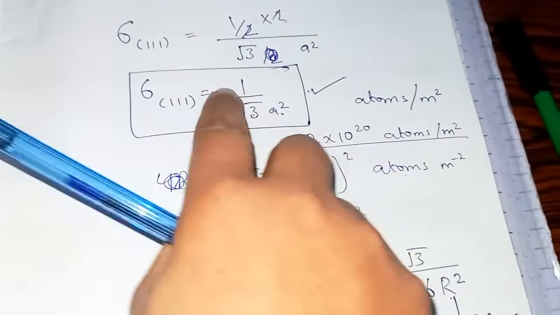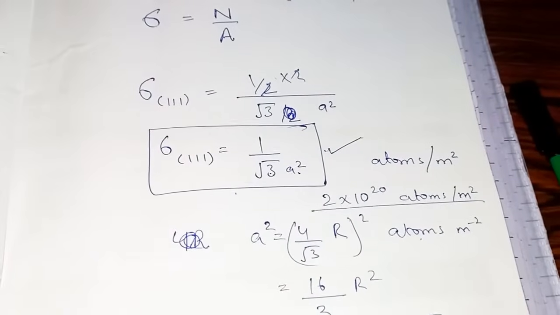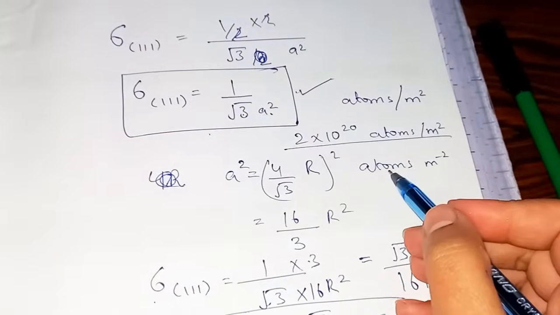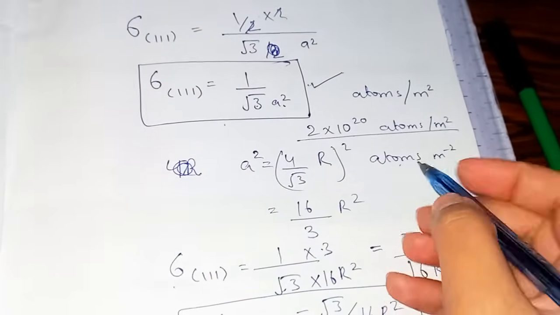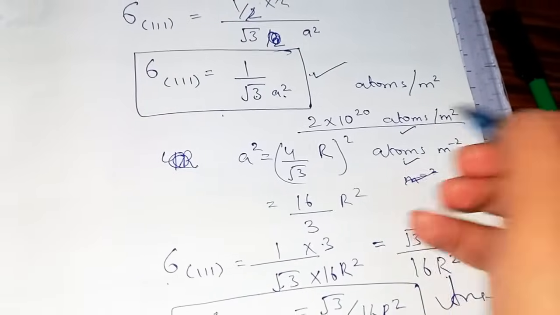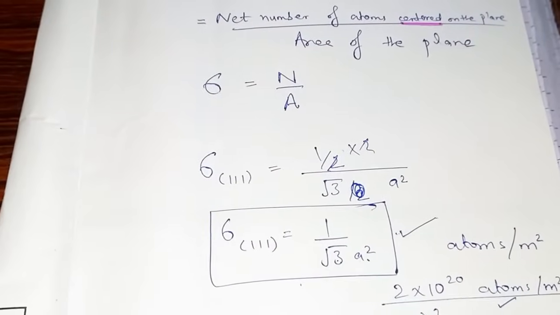Atoms shows that we have the number of atoms in the numerator, so this is the planar density of the number of atoms, how many atoms there are on the plane. That is why we are writing atoms. We can even write it the other way, but this is more precise. That is it for this video. I hope you are clear.